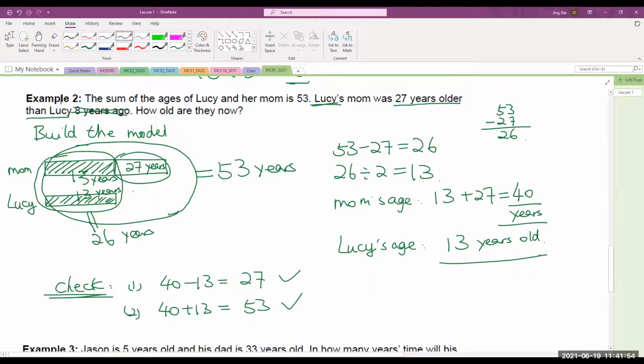Once we drew the model, some students immediately said, oh, you know what? I know how to do it. Because this is the power of building a model: it's going to illustrate and visualize the problem much, much better.